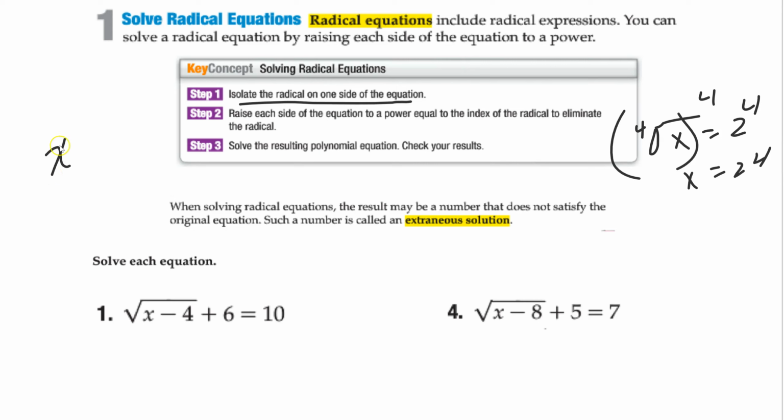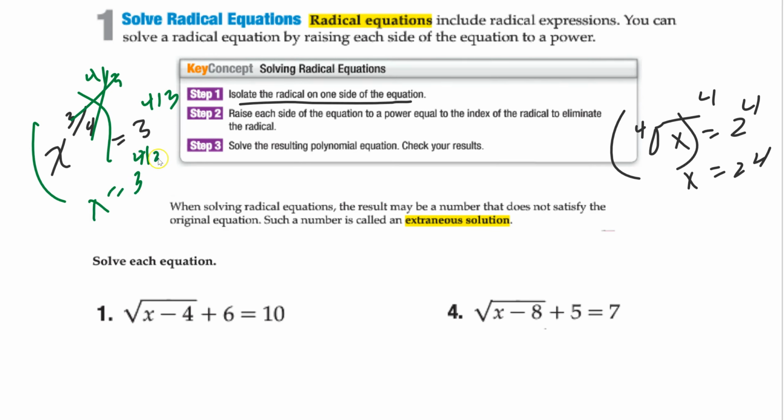Likewise though, don't get scared if you see a fraction power. If that equals 3, what we're going to do is take the opposite reciprocal power to both sides. So we take the 4/3 power to both sides. That way over here they cancel out. You can just get x equals 3 to the 4/3.